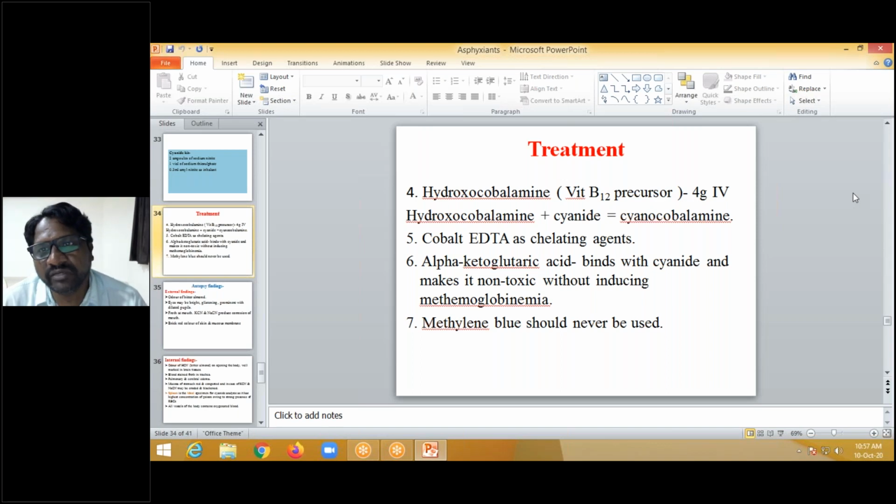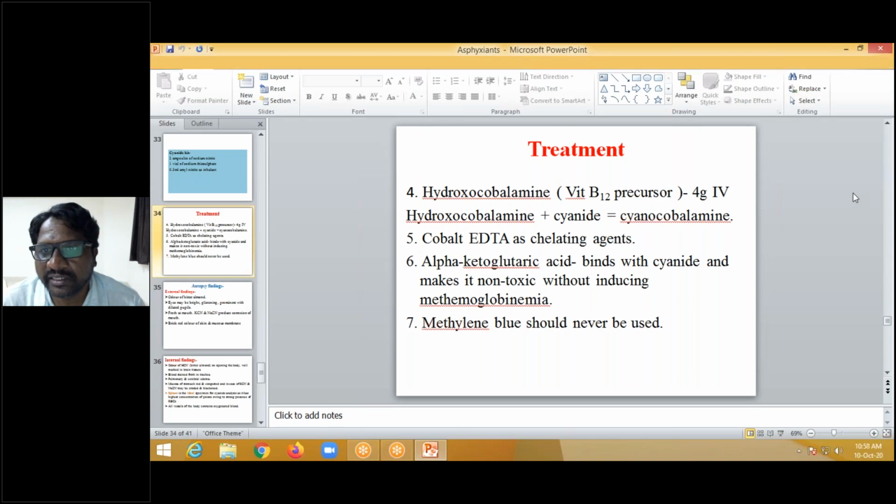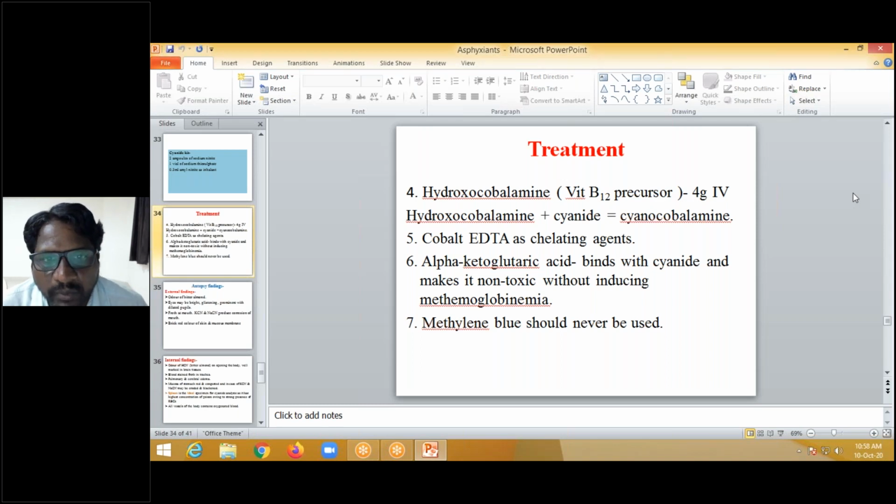Hydroxocobalamin, vitamin B12 precursor, you have to give 4 grams IV. This hydroxocobalamin combines with the cyanide and forms cyanocobalamin, which is a nontoxic compound, and it may be excreted. Next, cobalt EDTA as a chelating agent you can use. It binds with the cyanide and makes it non-toxic without inducing methemoglobinemia.